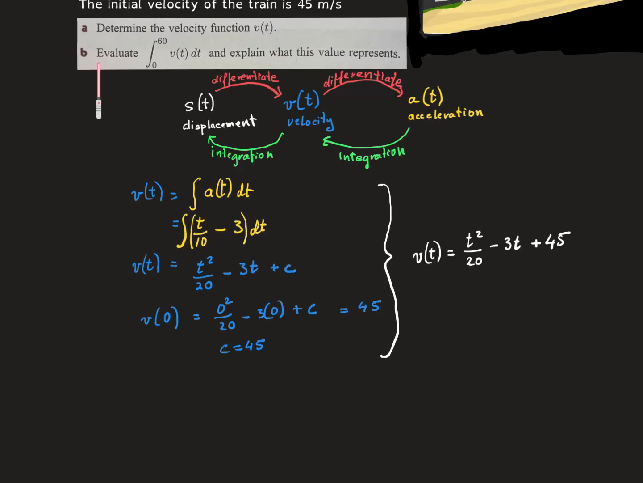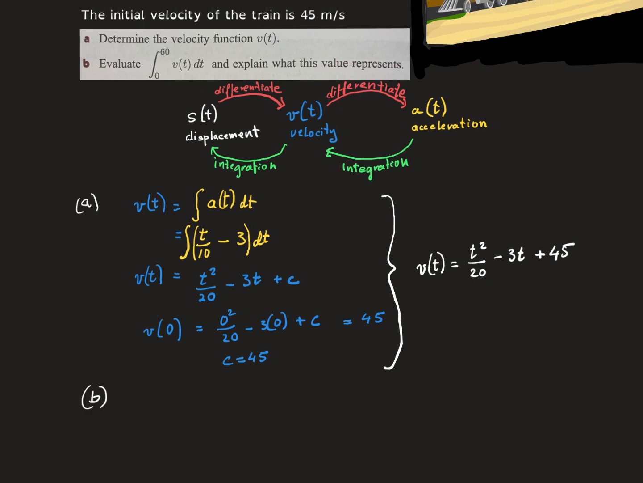And the second part of the question says to evaluate the integral of the velocity from 0 to 60, and explain what this value represents. And as I said previously, if we integrate the velocity function, we are going to come up with the displacement function. So we're looking at the displacement function with time from 0 to 60.